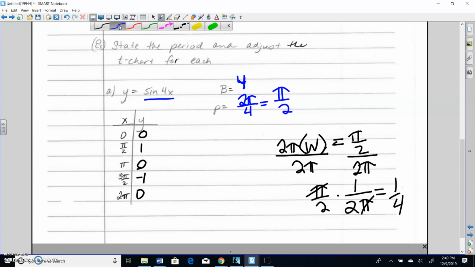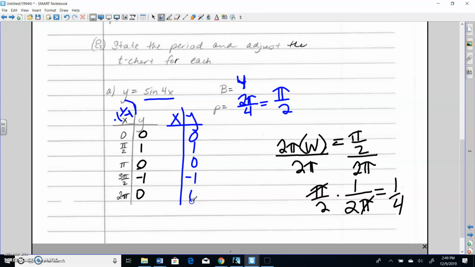So I'm going to take my x's times 1/4, however you want to write that, but neater than what's happening up here because it doesn't look very good. So each of my x values are going to be multiplied by 1/4. Y stays the same. Y is not changing. So 0, 1, 0, -1, and 0. Y is not changing. We don't have an amplitude change. We do not have a vertical shift. We just have a change in the period.